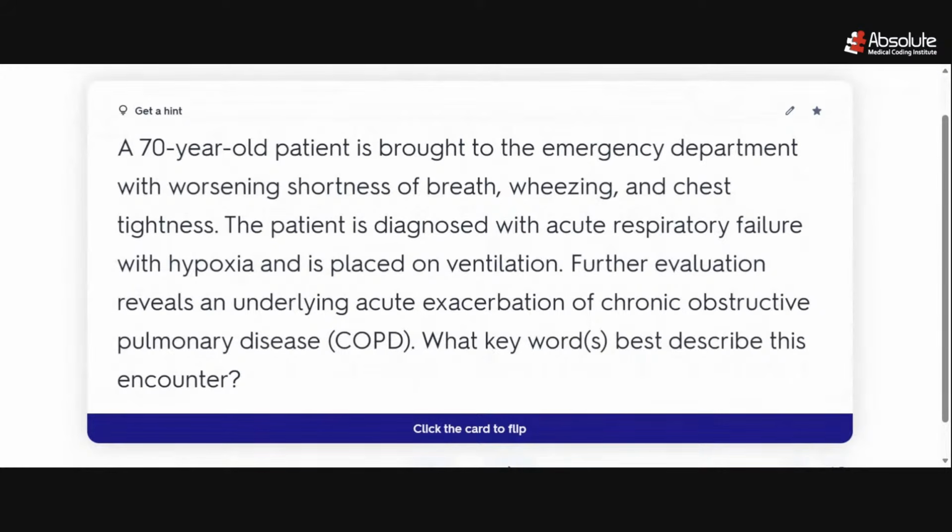Okay, so our first scenario of the night, I will read out loud. A 70-year-old patient is brought to the emergency department with worsening shortness of breath, wheezing, and chest tightness. The patient is diagnosed with acute respiratory failure with hypoxia and is placed on ventilation. Further evaluation reveals an underlying acute exacerbation of chronic obstructive pulmonary disease, or COPD. So what keywords are going to best describe this encounter? What keywords are we taking out of this encounter to finally find our codes? Let me know. I'll give you guys about a minute to type them in the chat.